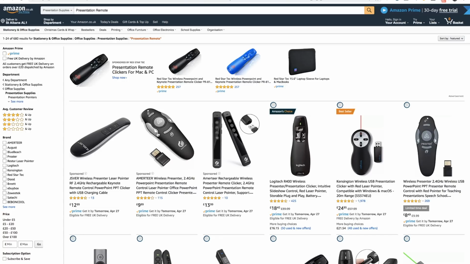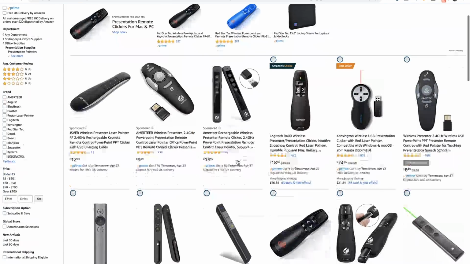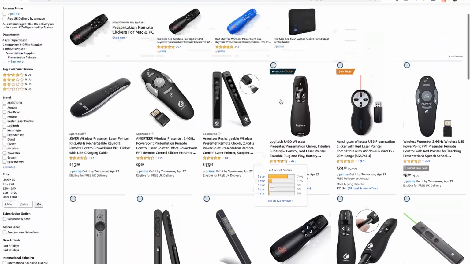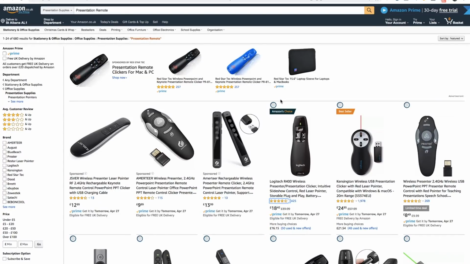Like, is there demand for these products? I didn't know that there was so much demand for these. I had no idea until today that there was so much demand for little laser pointer clickers. I just did not know that. And now that I know that, that opens up a whole different line of thinking about what sort of products you can look for.